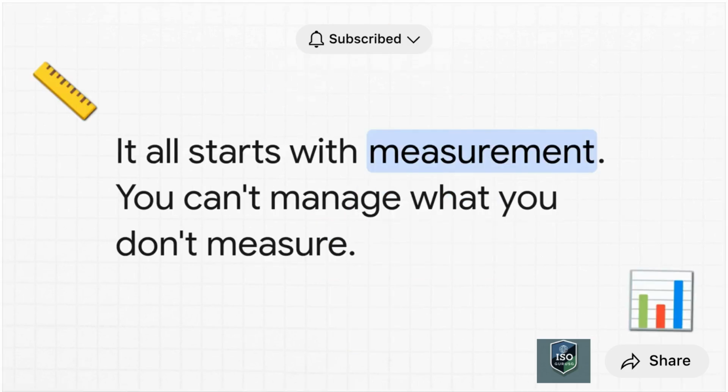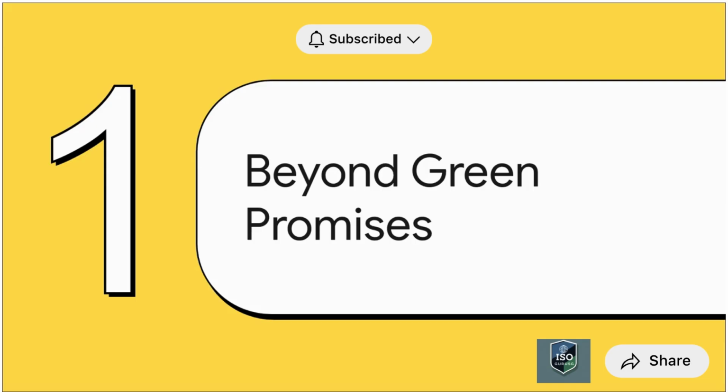Well, the answer, like with so many things, is in the data. There's an old saying, you can't manage what you don't measure. And to really get a grip on climate impact, you absolutely need a clear, consistent, and credible way to do the accounting. So let's go beyond those green promises and get into the real nuts and bolts. We need to understand the tools that turn these vague goals into hard, verifiable numbers.